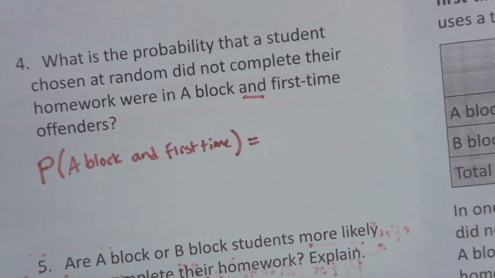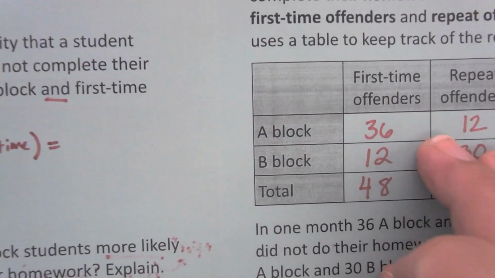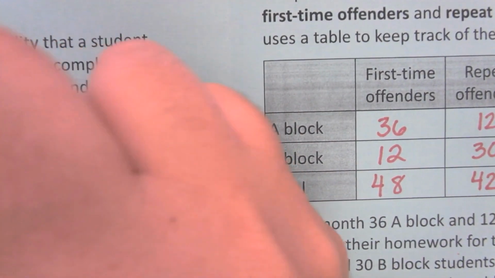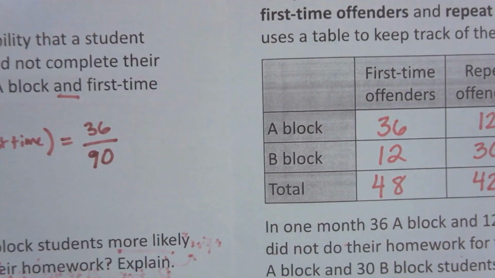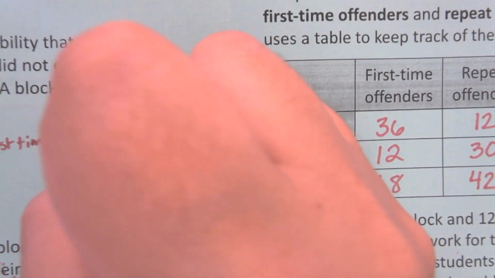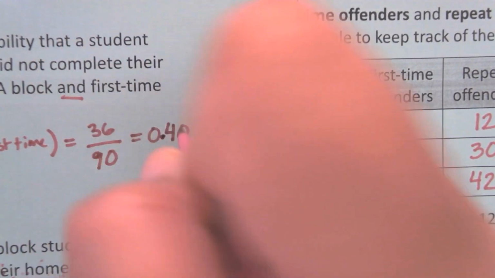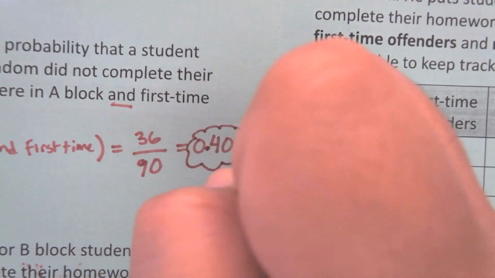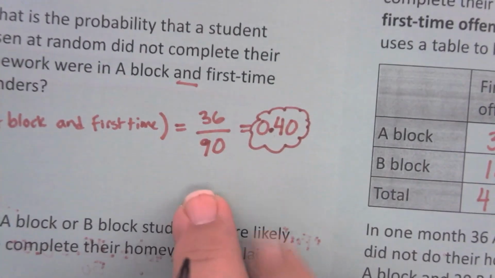And that's going to equal, we said 36 A block first time offenders out of 90 students altogether. We divide that out. It's 0.4, so 0.40. And it doesn't ask for a percentage, it asks for the probability, so this is our final answer. This is how we got our final answer.